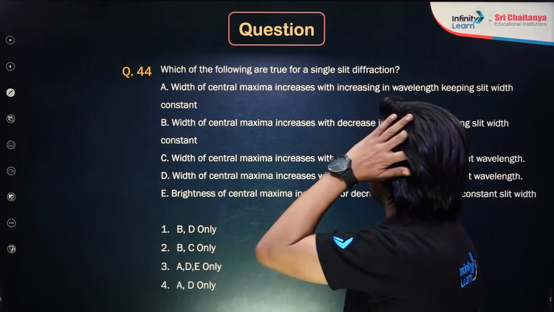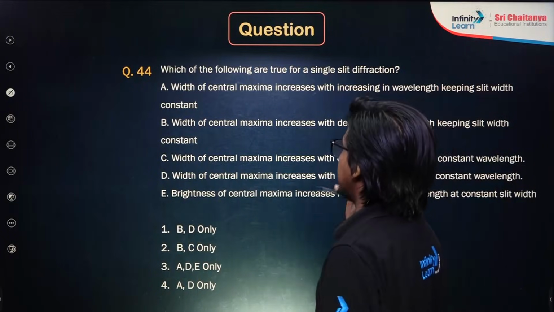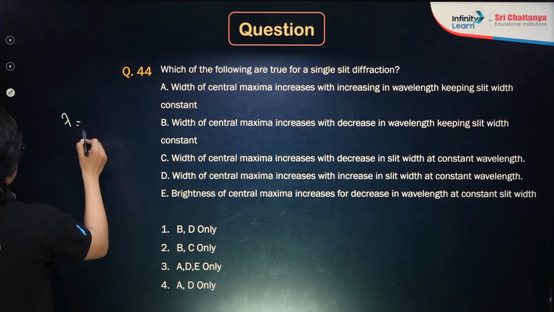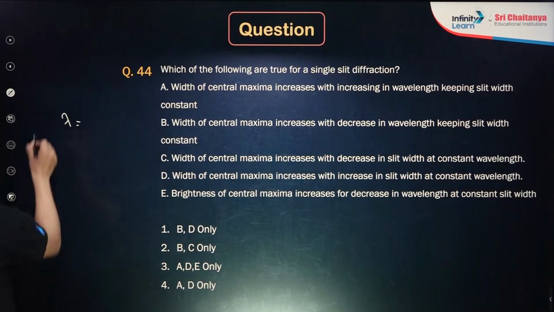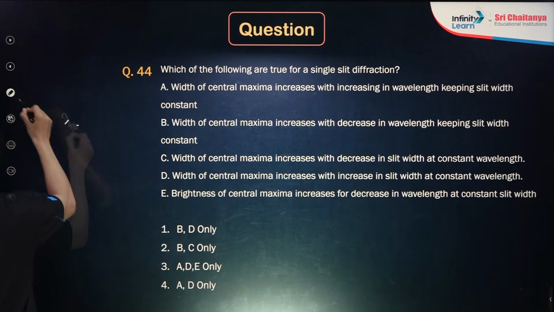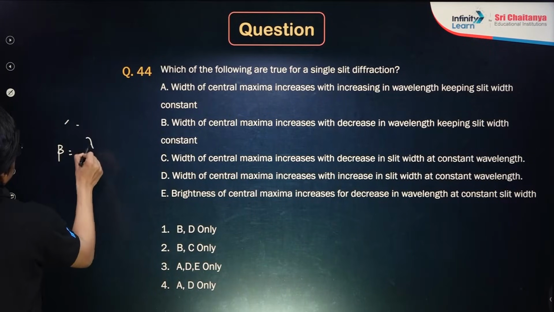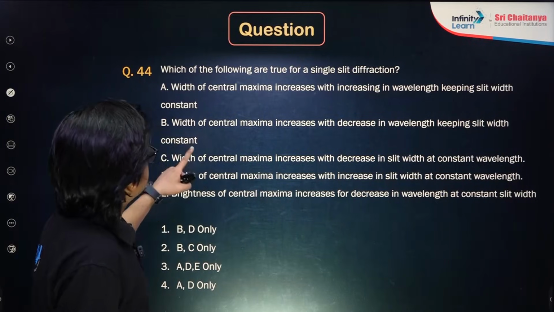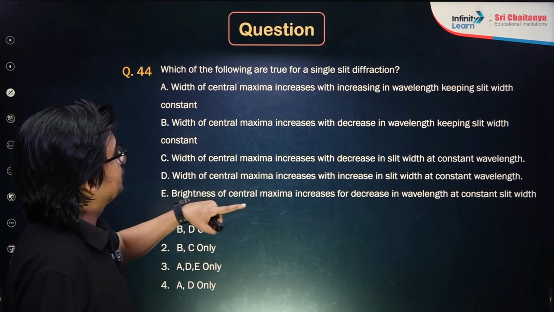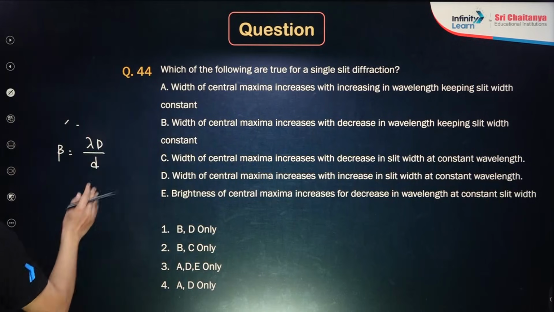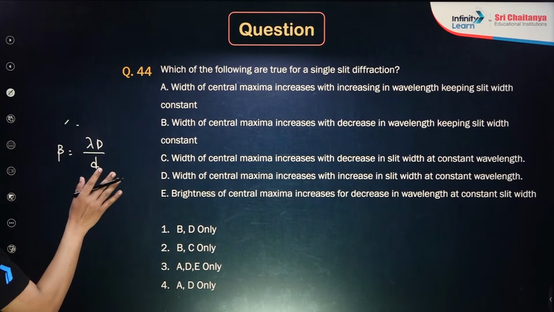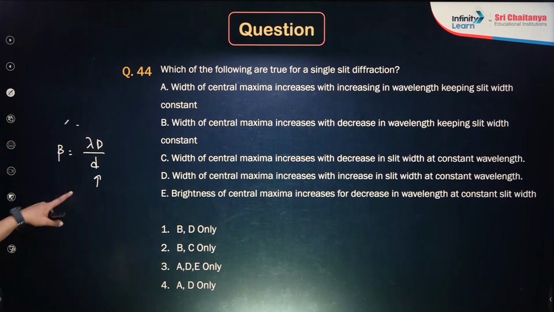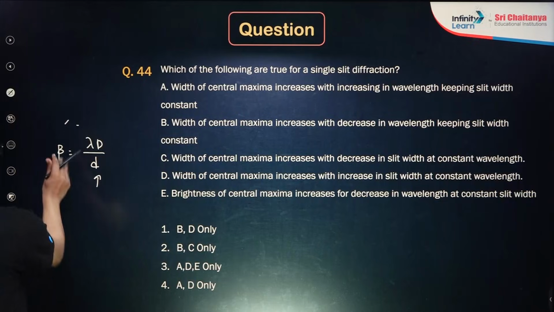Now 44. Which of the following are true of single slit diffraction? So they are talking about the width. That width can be written as lambda into capital D by small d. You can write width beta as lambda into capital D by small d. Let's check now. The first statement: width of central maxima increases with increase in wavelength, keeping slit width constant. So small d is the slit width. If you keep it constant and increase the wavelength, beta is going to increase.